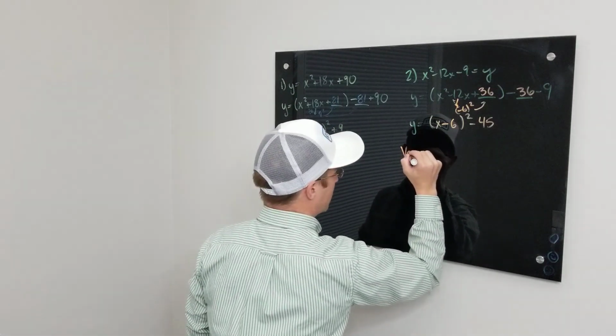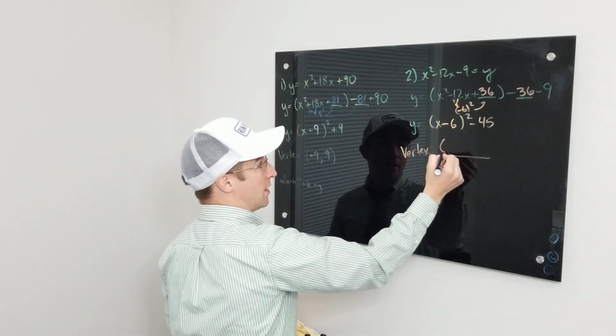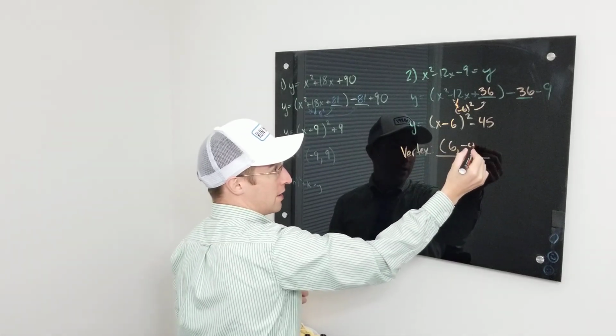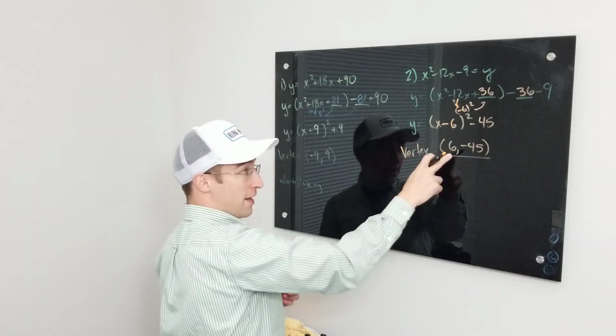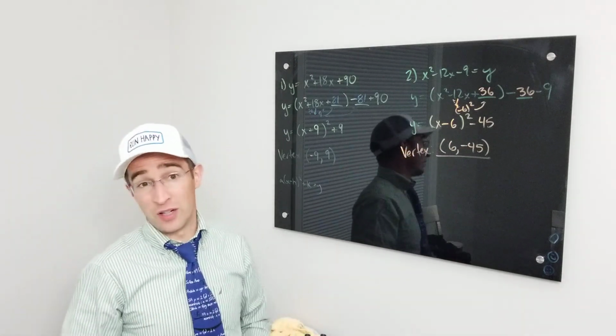Now we're going to see what the vertex is. The vertex is going to be the opposite of this number for the x, and that number for the y. So positive 6, negative 45 for the vertex. And that's all you have to do. That's what I'm looking for here.